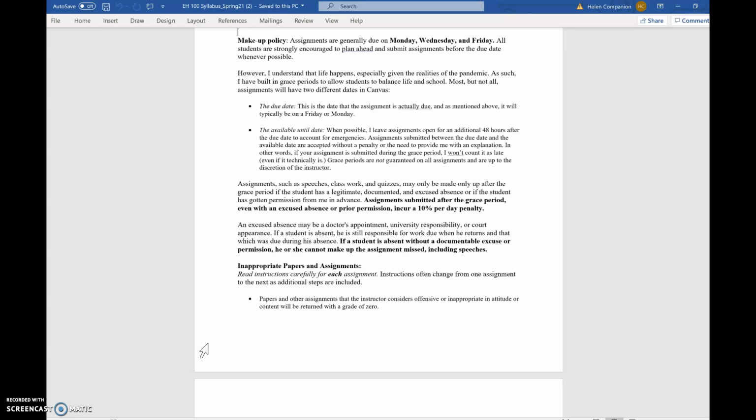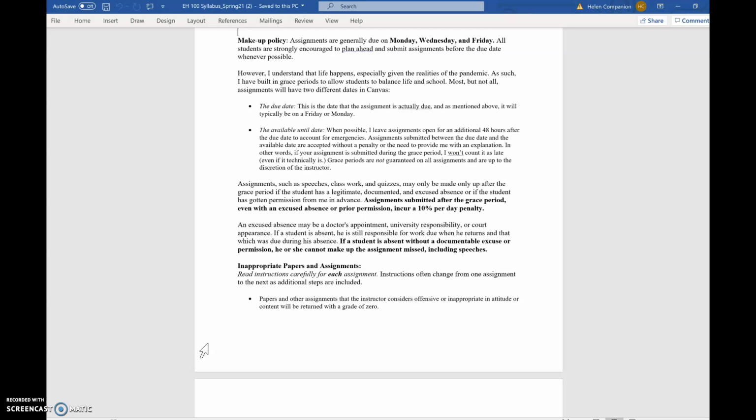Assignments such as speeches, classworks, and quizzes, you don't have speeches in this class, but assignments such as essays, paragraphs, things like that can only be made up after the grace period if the student has a legitimate, documented, and excused absence, or if the student has gotten permission from me in advance. Assignments submitted after the grace period, even with an excused absence or prior permission, incur a 10% per day penalty. So that means that if the assignment is due on Friday and the grace period is until Sunday, if you submit it on Monday, even with my permission, you're going to get 10% taken off.